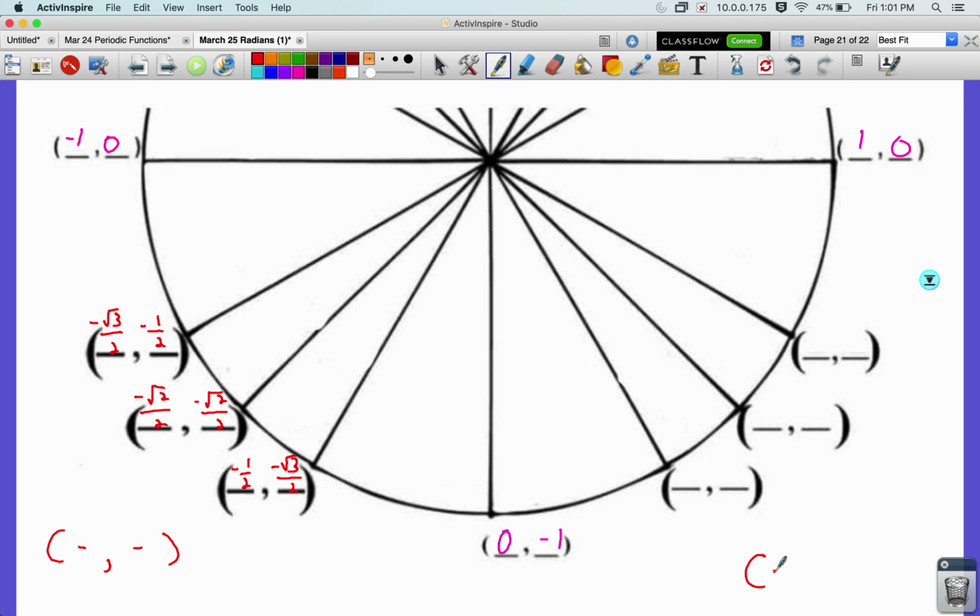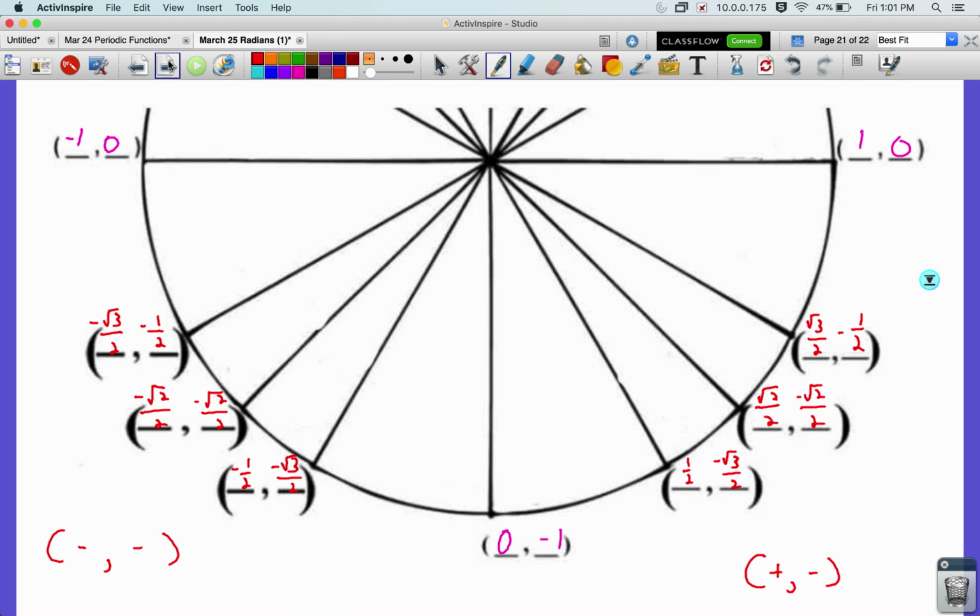And in this quadrant here, everything is positive, comma negative. So this point gets reflected over here, but it becomes 1/2, comma negative square root of 3 over 2, square root of 2 over 2, negative square root of 2 over 2, square root of 3 over 2, -1/2. All right, so there's all the ordered pairs.